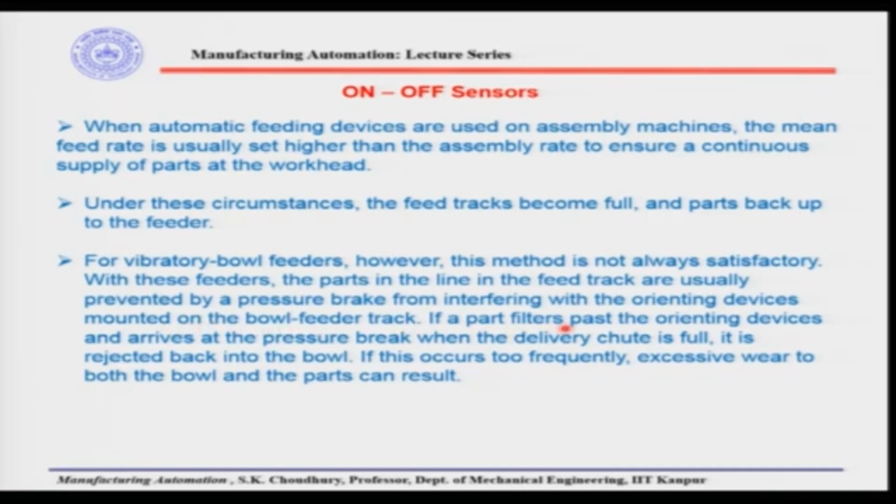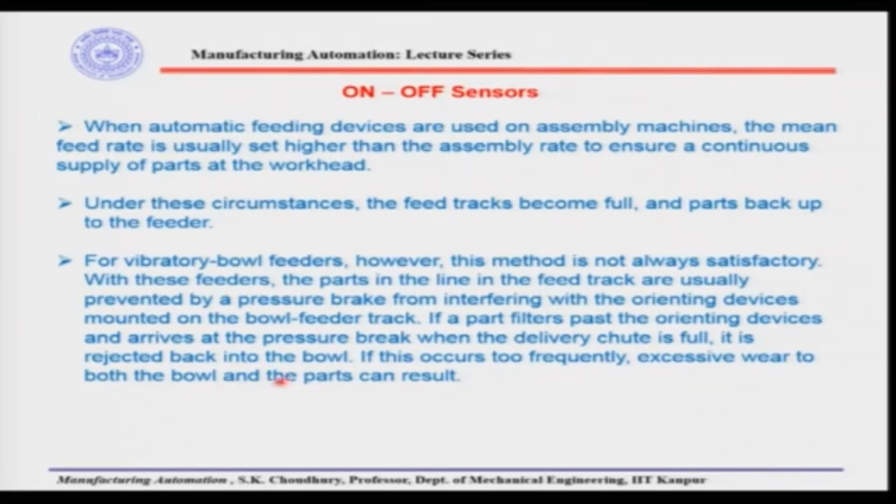If a part filters past the orienting devices and arrives at the pressure brake when the delivery chute is full, it is rejected back into the ball. If this occurs too frequently, as I discussed, excessive wear to both the ball and the parts can result.